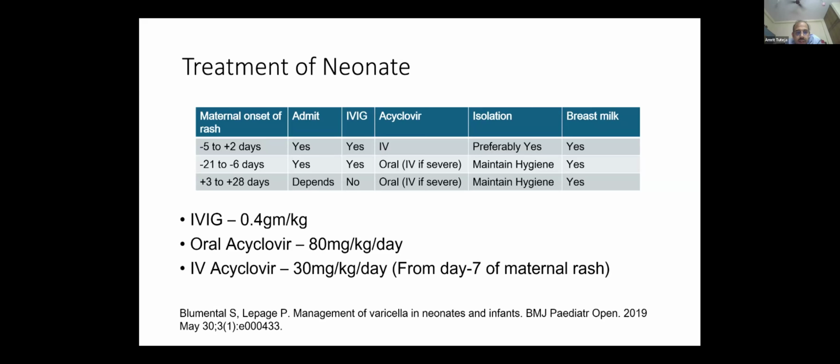If the mother gets varicella after 3 days till 28 days, then admission will depend. If the baby is stable, then no need to admit, because IVIG we don't have to give. Oral acyclovir alone is enough, and with proper hygiene we can give breast milk. The dose of IVIG is 0.4 grams per kg. Oral acyclovir is 80 mg per kg. IV acyclovir dose is 30 mg per kg per day. This we have to give from day 7 of the maternal onset of rash.